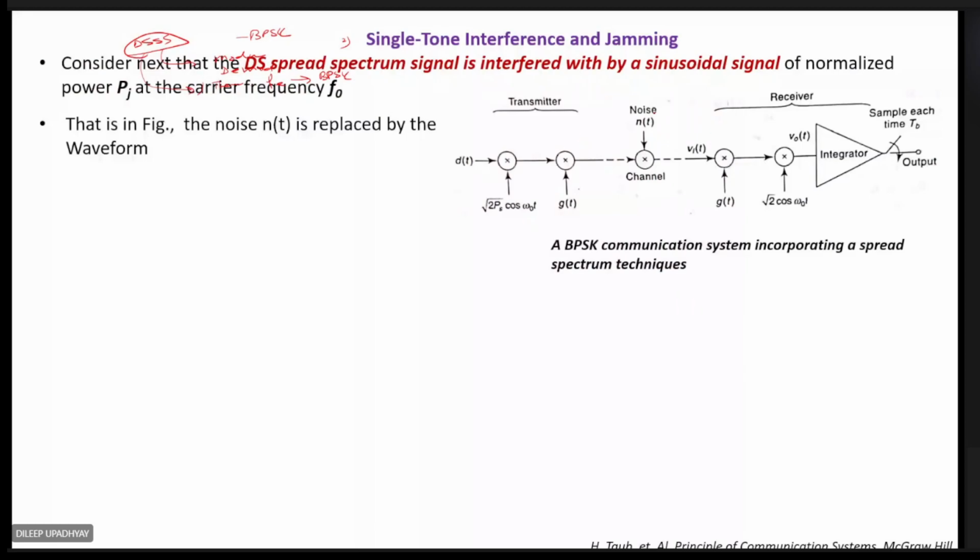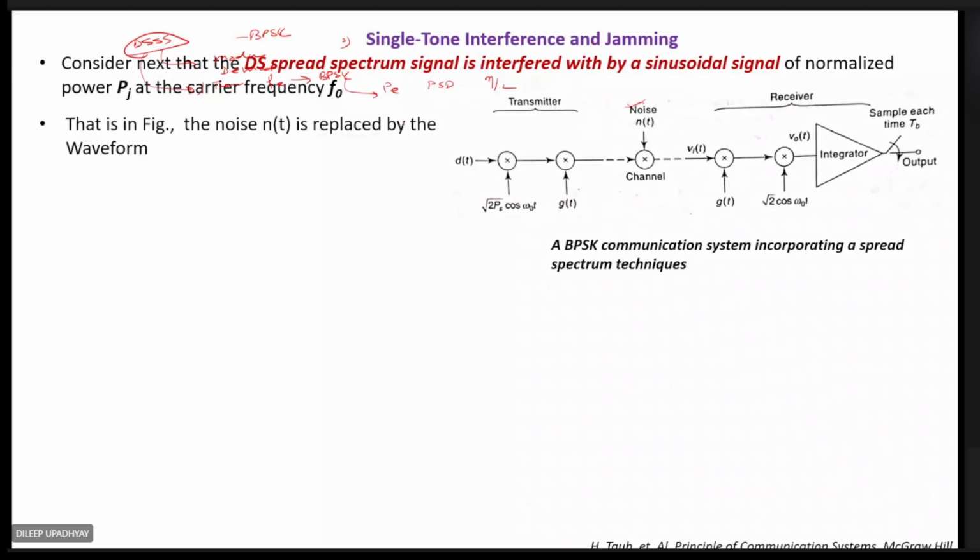In the second case we considered single tone interference and jamming, and we took the same block diagram where we changed the characteristics of the noise to a single tone interference and jamming signal, like single sinusoidal signals. Then we calculated the probability of error. How did we calculate it? First we found the power spectral density, then equated that to eta by 2, and then took the same formula used for BPSK signals to find the probability of error.